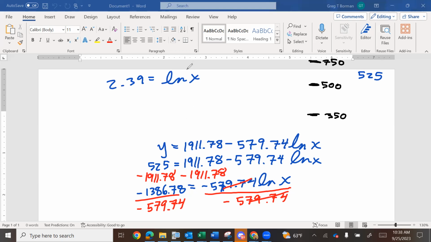In a traditional algebra class, I would go into considerably more detail to explain this next step. But suffice to say, at this point, you are going to convert this logarithmic equation into an exponential equation, and it becomes e to the 2.39 equals x, and it gets x by itself. It's not magic. It might look like it, but it's not magic.